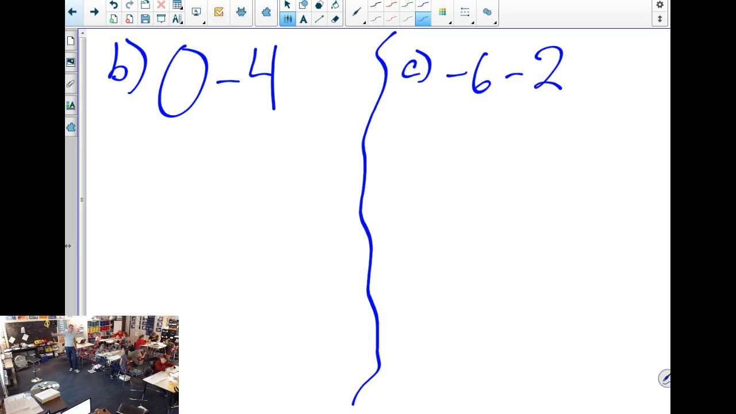Negative 6 minus 2. So you are starting with 6 negatives, trying to take away 2 positives. I don't have 2 positives to take away. So we have to make it work somehow. No, it's just one big minus. So minus 2.